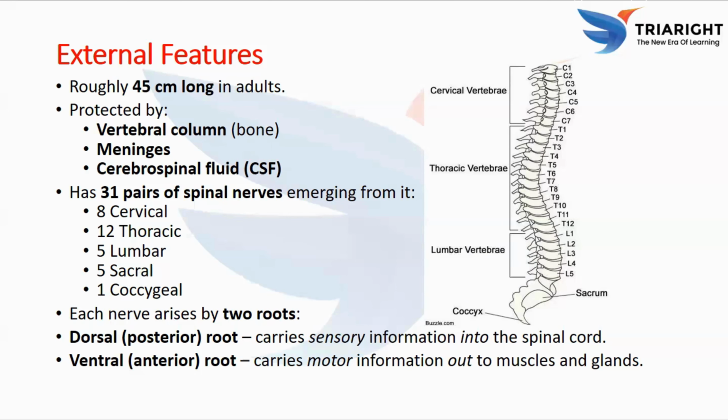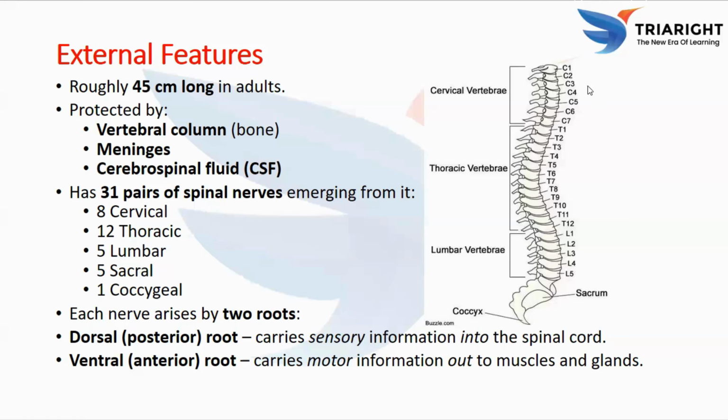So next, coming to cerebrospinal fluid. This is a clear fluid. It surrounds and cushions the spinal cord. It provides protection from shock and also helps in nutrient exchange. So how many pairs of spinal nerves are emerging from the spinal cord? There are 31 pairs of spinal nerves emerging from the spinal cord. They connect the spinal cord to different parts of the body, right?